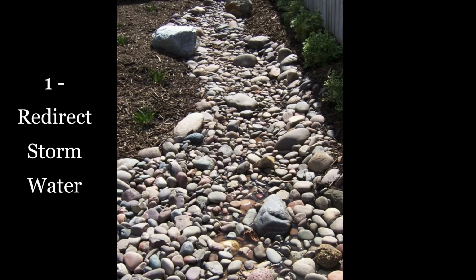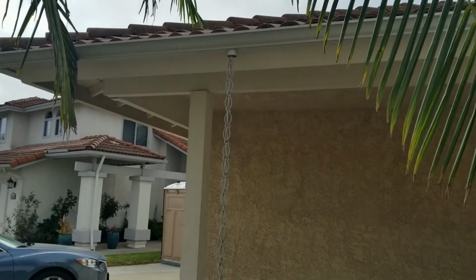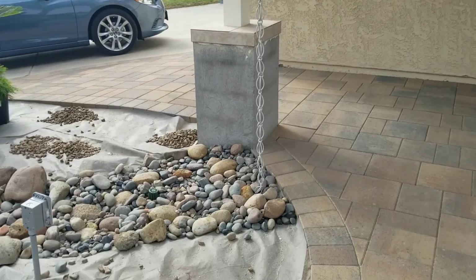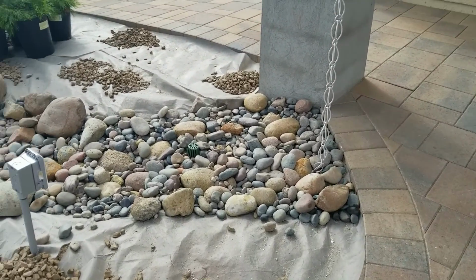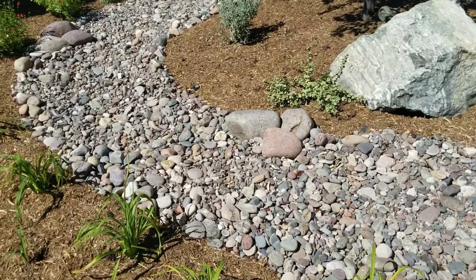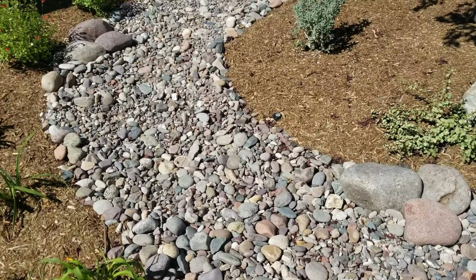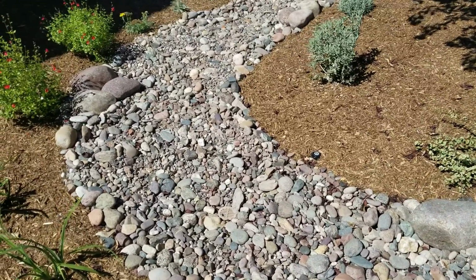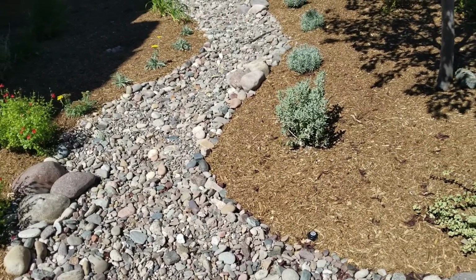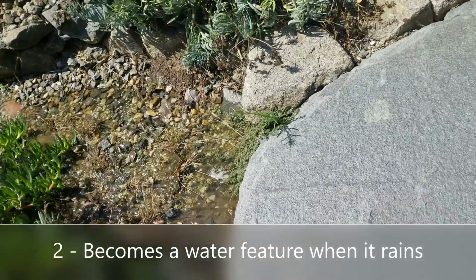So the first and most important way a dry stream bed functions is to redirect storm runoff. I love to connect it to a downspout with a rain chain, and then the water will come out of there in a heavy rainstorm and run along that. And it's important because it serves to filter some of the pollutants before they get to the street. It's really an important part of the ecosystem to keep the pollutants from running into the stream. So again, diverting rainwater before it gets to the street is a really important aspect of a dry stream bed.